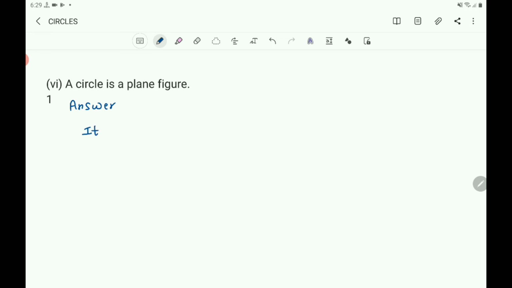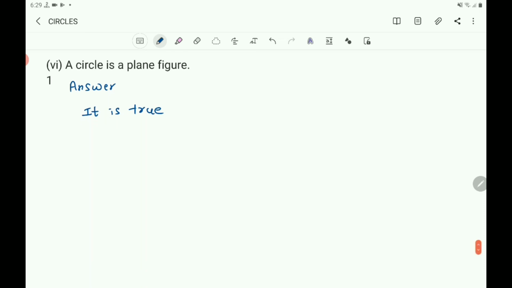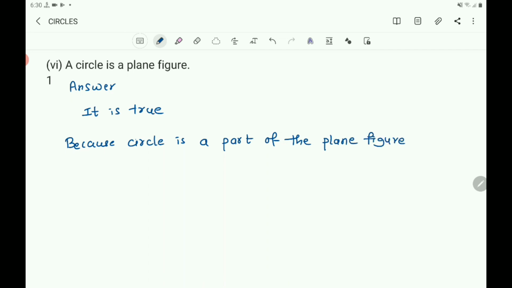It is true because circle is a part of the plane figure. So that exercise completed here.